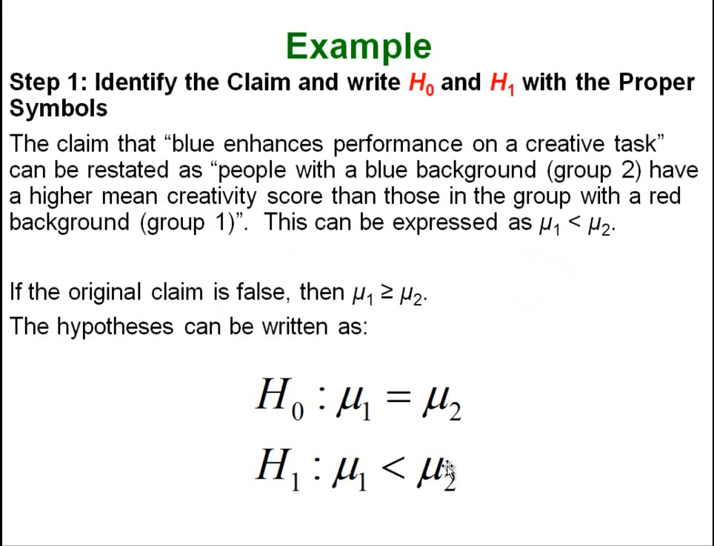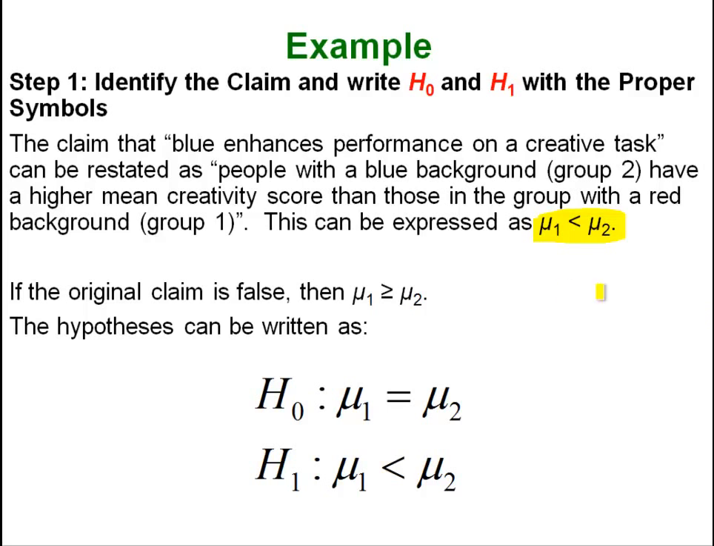Step 1, identify our claim and write our hypotheses with the proper symbols. So the claim was that blue enhances performance on a creative test. So we can think of that as people with a blue background, i.e. what we're going to call group 2, have a higher mean creativity score than those in the group with a red background, group 1. Or in other words, the average number of creative uses from group 1 is going to be less than the average number of uses from group 2.